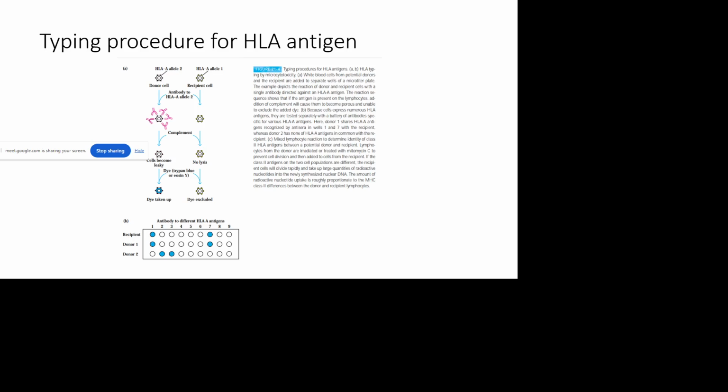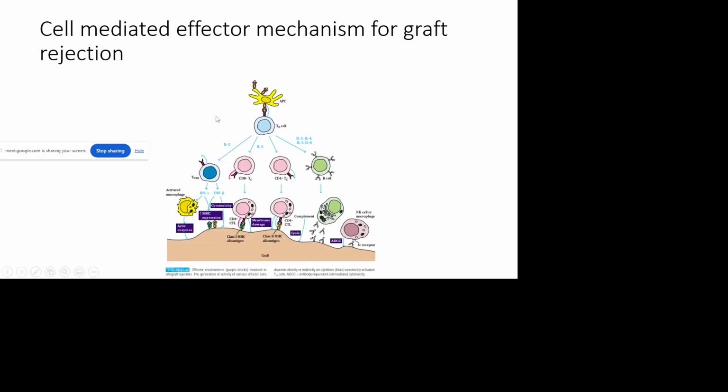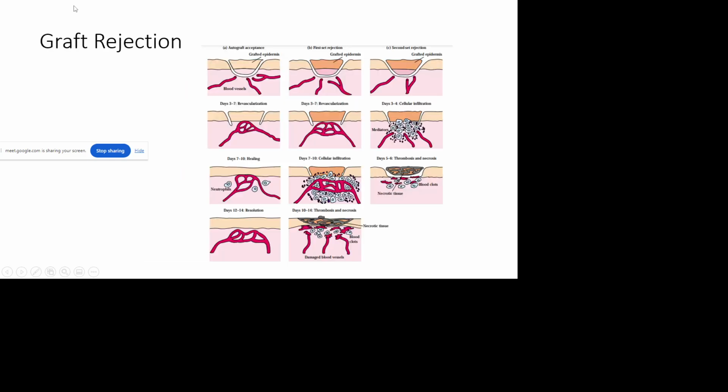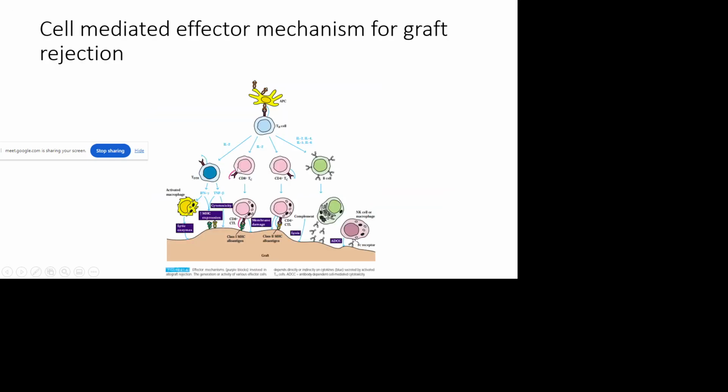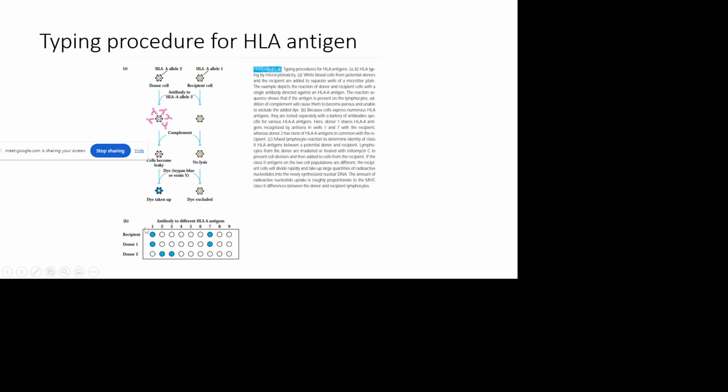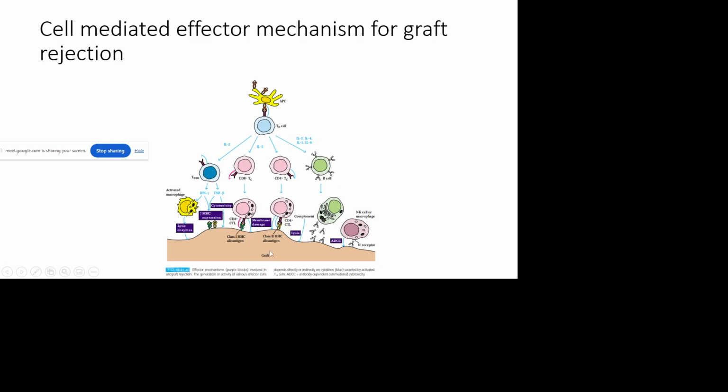So this is a typing procedure for HLA antigen. And for graft rejection, there is another mechanism, which is the cell-mediated effector mechanism for graft rejection. Suppose this is your graft and the HLA is not matched. If donor 2 is given to the recipient, then there will be no HLA matching, so there will be graft rejection. So how will it happen? This is your graft which is not matched, right? Now what will happen? This graft will be taken as a foreign particle, as a foreign antigen.